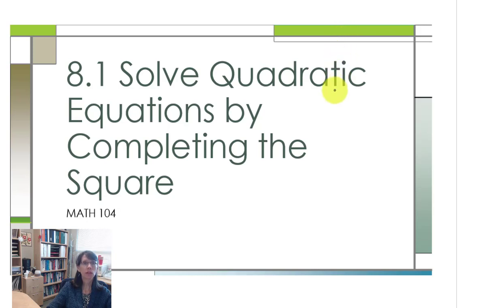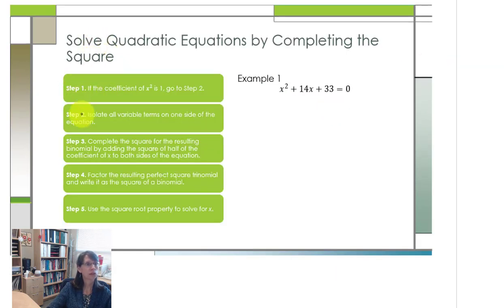In this video, we're going to solve quadratic equations by completing the square. We're going to follow these 5 steps for each problem to help us learn how to do the completing the square technique. The first thing we want to do is check out the coefficient of our lead term. So if the coefficient of x squared is positive 1, then we can go directly to step 2. In our example, we have our lead coefficient of positive 1.